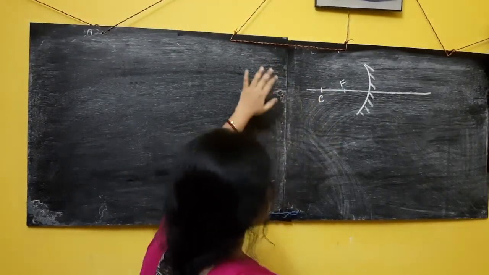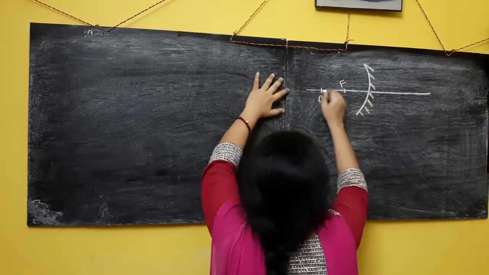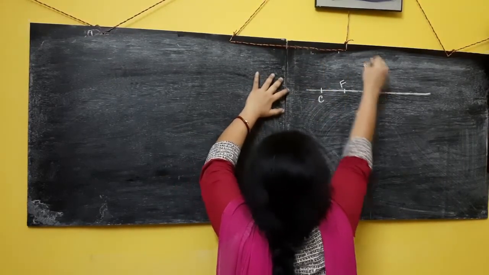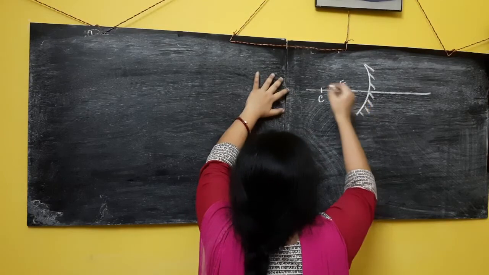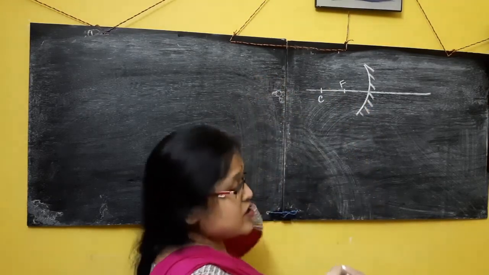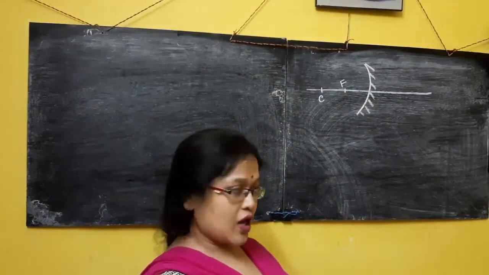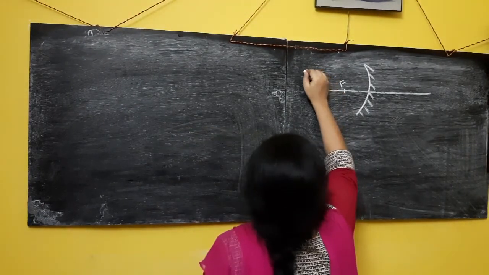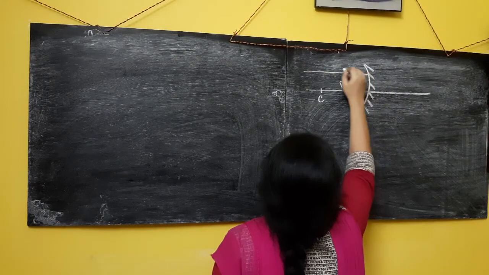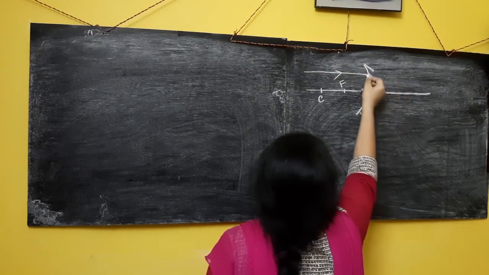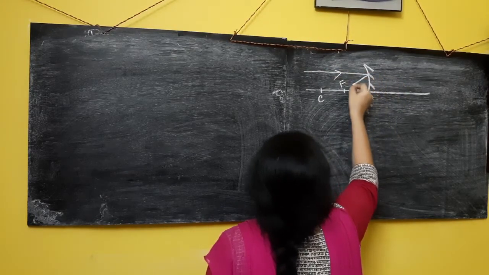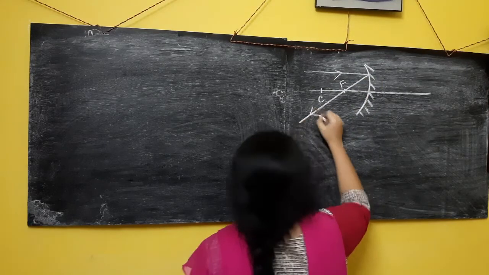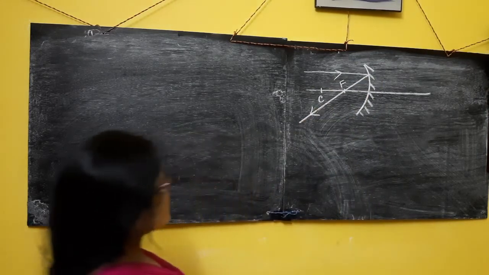So what is the radius of curvature? If this is a curved mirror, it is part of a sphere, so the radius of that sphere is the radius of curvature of the mirror. It is well known that if a parallel ray falls on the mirror, after reflection it passes through the focus. So the first ray is done. Clear?